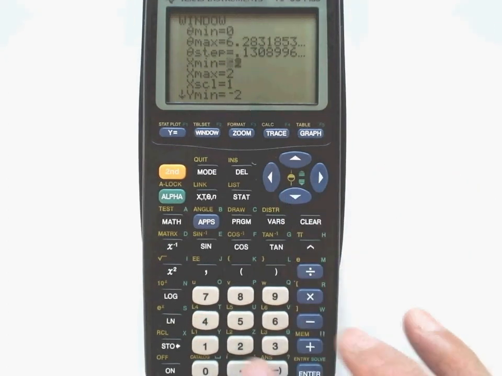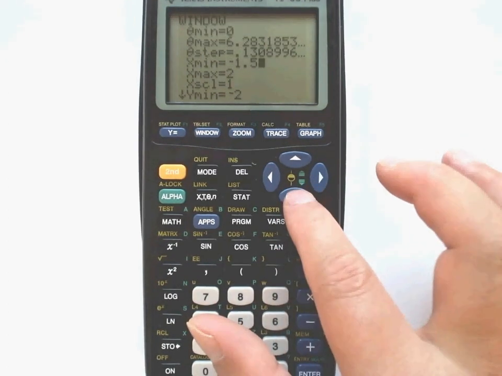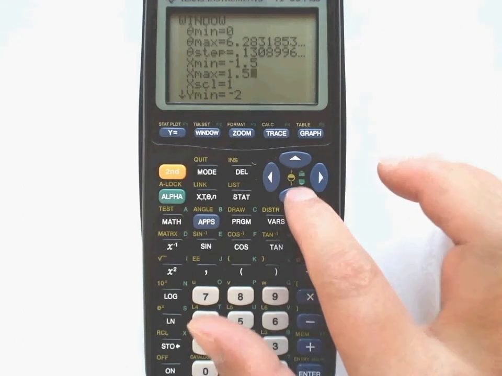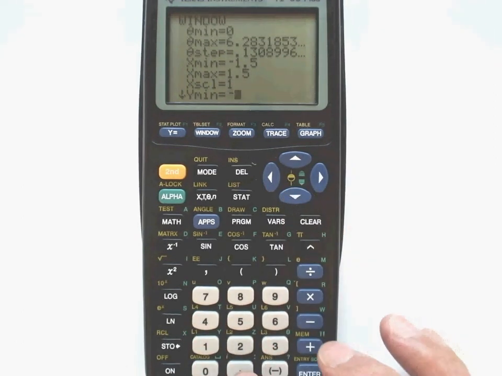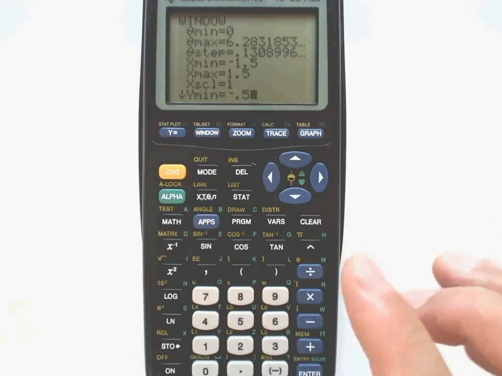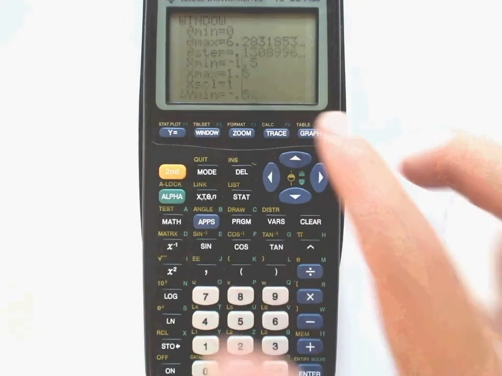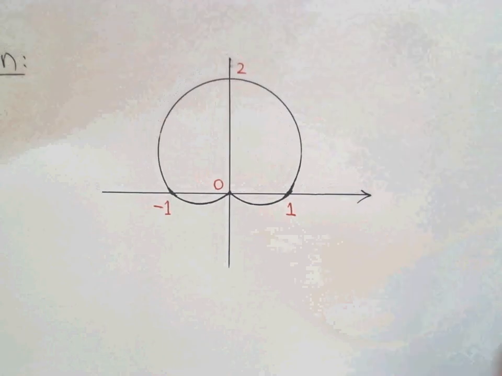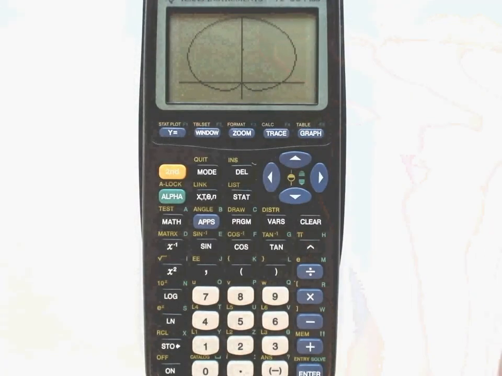X, I will go to negative 1.5. The X maximum is 1.5. Y goes to negative 0.5. That's all the modification, and then look at it. Can you see? Yes, this is the final graph. It's exactly similar to what I showed you. It's a heart, right? This is a heart. That's all. Thank you.